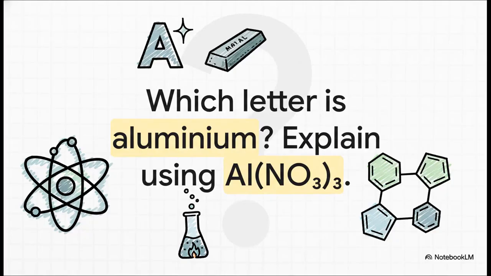So you've got 2 jobs here. First, figure out which letter is aluminium. Second, and this is where the other marks are, explain why, using that formula for aluminium nitrate as your key piece of evidence. You need a really structured answer to get all 3 marks.